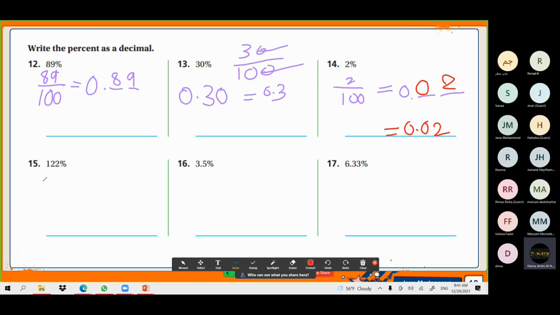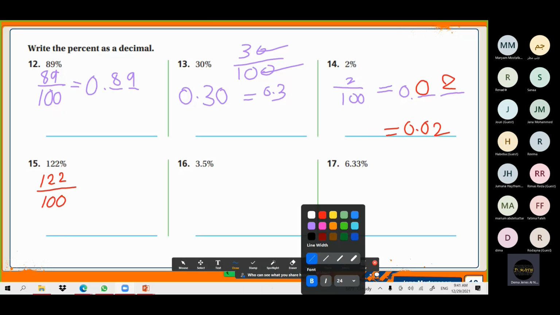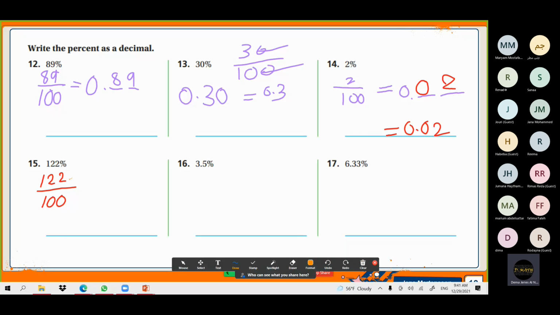122%. It will be like 1.22. It's 122 over 100. Then here you have a decimal point. You're going to move it. How many digits to the left? 2. Bravo. 1, 2. So it will be 1.22. Bravo. Thank you so much.